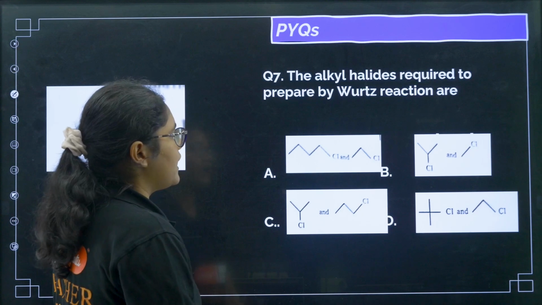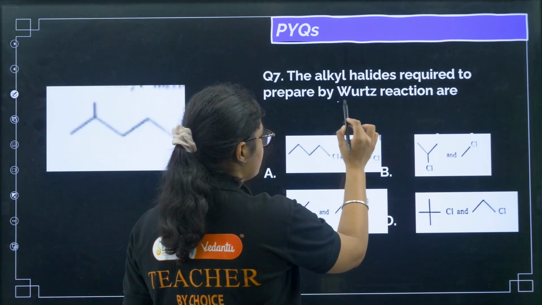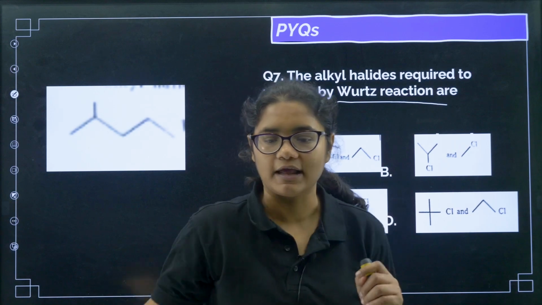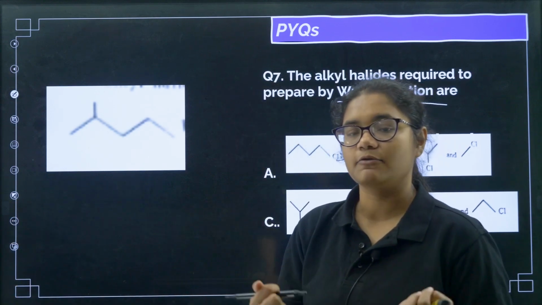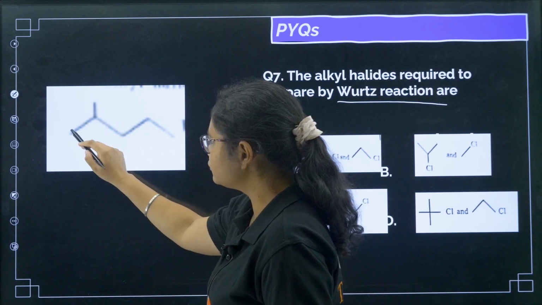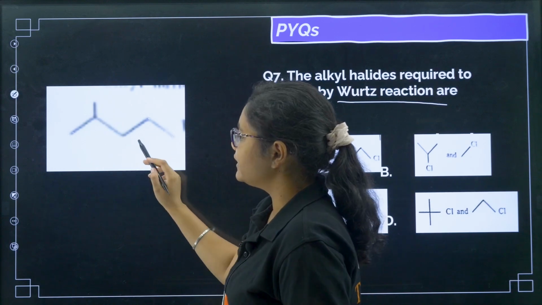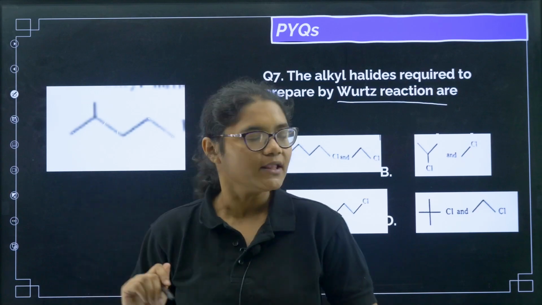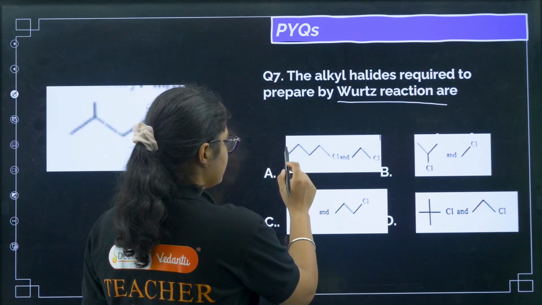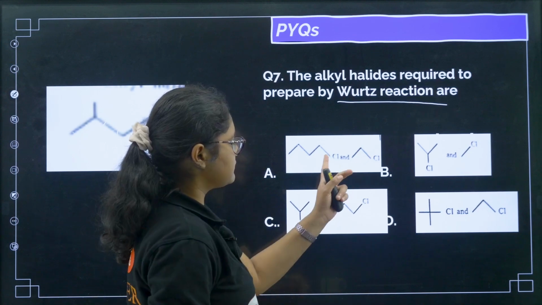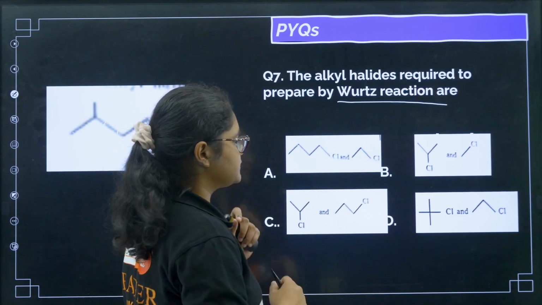Okay, next, coming to alkyl halides required to prepare by the Wurtz reaction. So if we want to prepare this particular alkane, then which type of halides should we be taking? You can see that there are 1, 2, 3, 4, 5, 6 carbons. So we need one group of 3 carbons and another group of 3 carbons, right? So you can see here there is 1, 2, 3, 4, 5 and 6. If I take this one, then I'll get a linear chain. I won't get this branching.